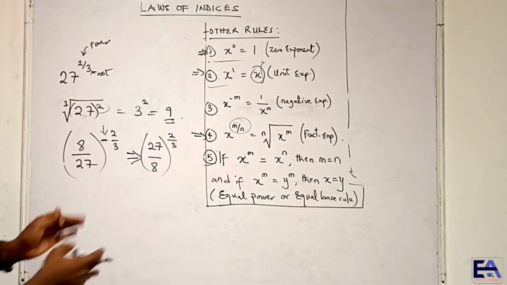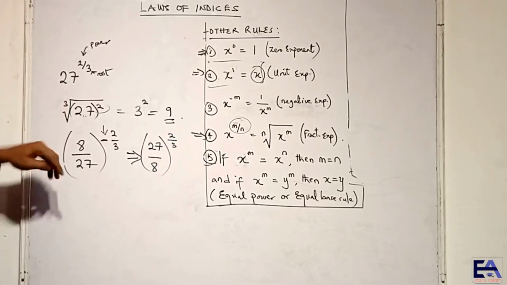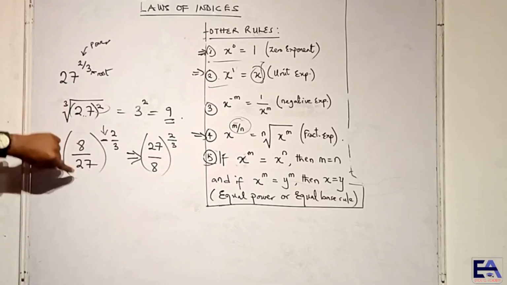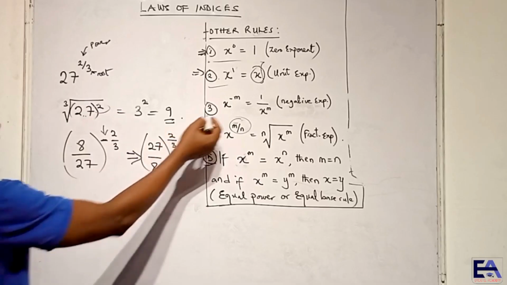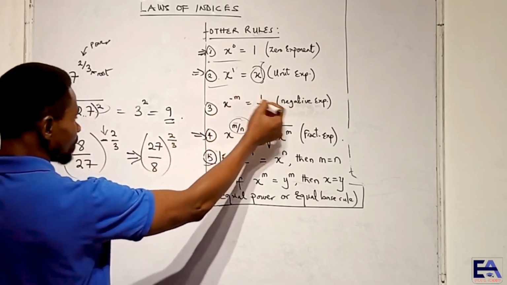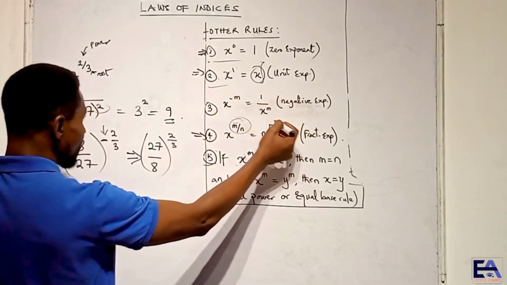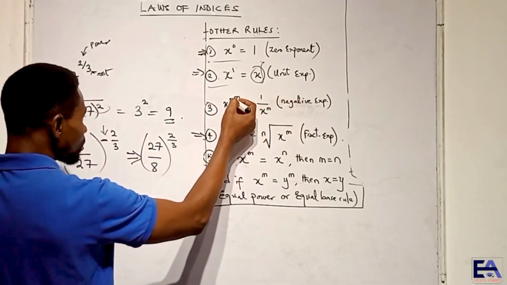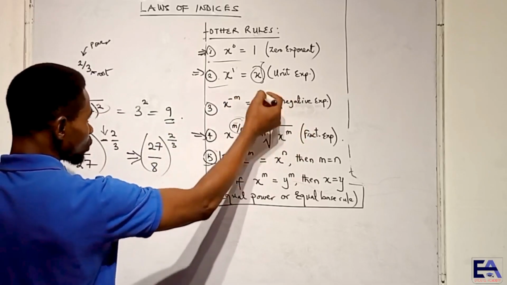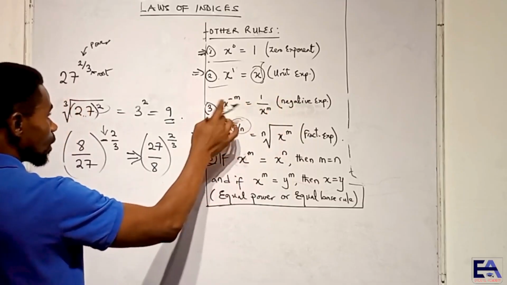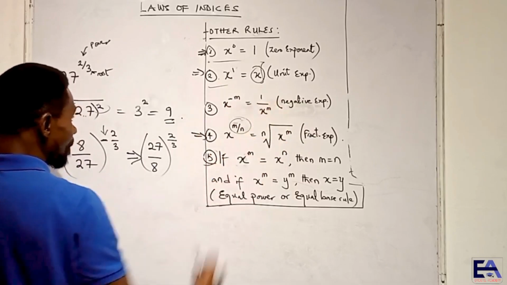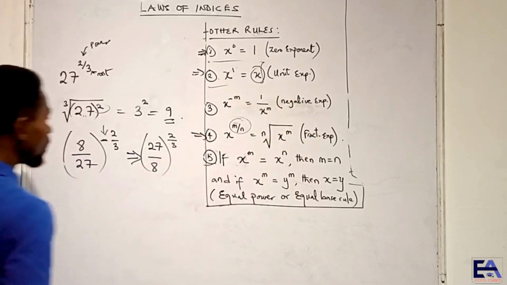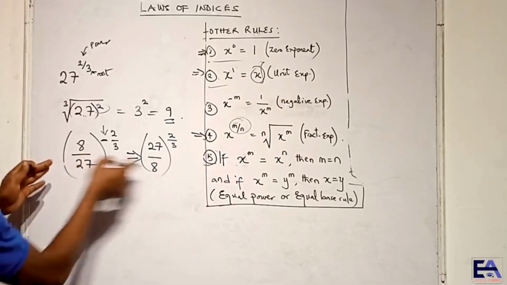But before I proceed with this step, let me quickly explain how 8 over 27 changed to 27 over 8. Remember, the law of indices says that x raised to the power minus m is equal to 1 over x raised to the power m, right? So to remove this negative sign, we are going to have the reciprocal of the base raised to the positive power. So that's exactly what we did here.